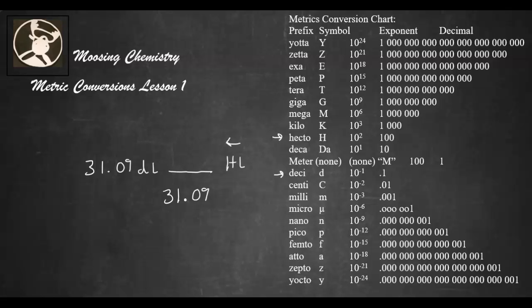Now, does it have a decimal point? It sure does, 31.09. So now we're going to put an X with the deci because that's where the number starts. 1, 2, 3. We're going to move it 3 spaces to the left. Notice that in the last problem we were doing grams. Now we're doing liters. So the change in the unit doesn't really matter. So we write 0.03109. All right, so let's try one more.